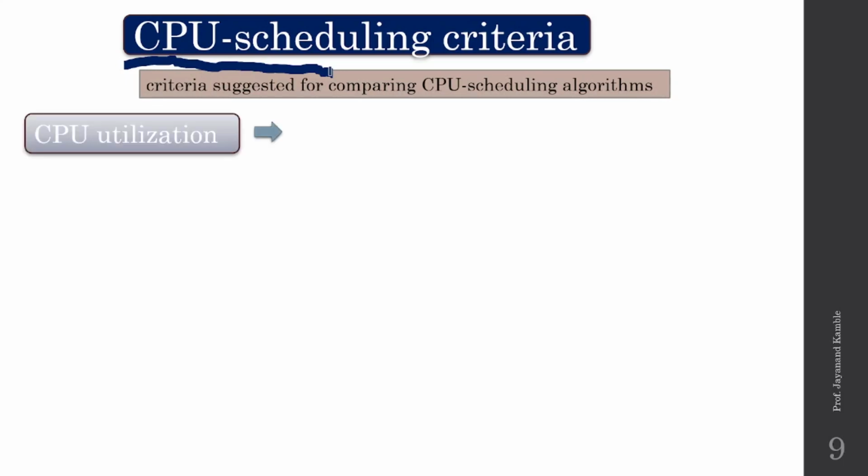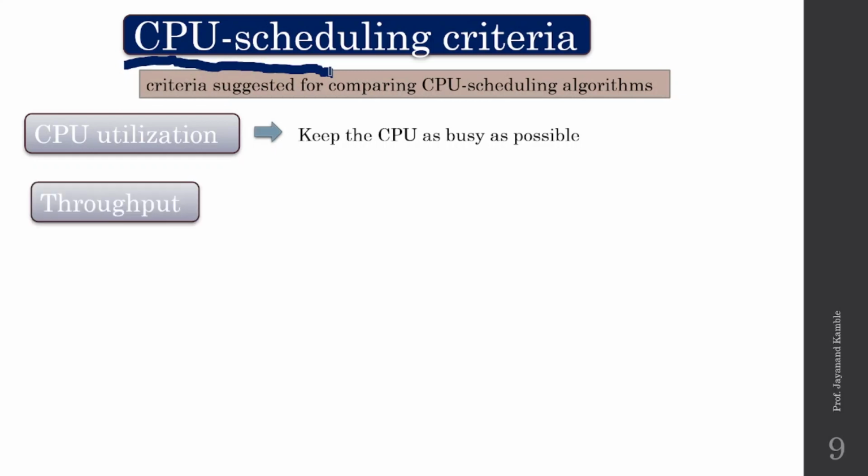First criteria is CPU utilization. Normally we want to keep the CPU as busy as possible. Why? Because the CPU is expensive hardware and we cannot keep the CPU idle, that is doing nothing. So our objective is to maximize CPU utilization. For that purpose we want to keep the CPU as busy as possible. So select an algorithm which will keep CPU utilization maximum, or which will keep the CPU as busy as possible.